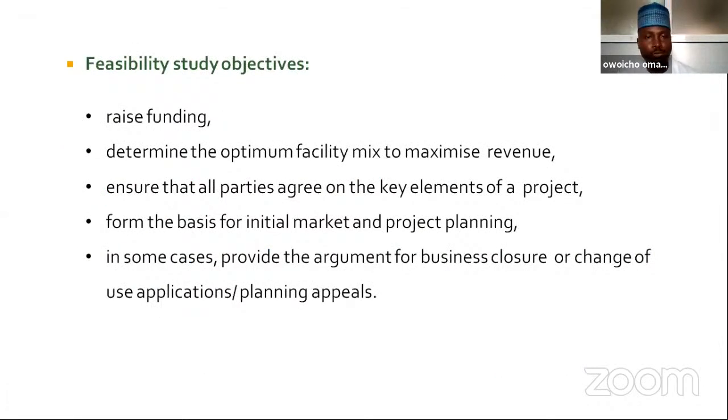I said topic two is what? Objectives, shortcomings, and then importance of feasibility study. The first objective, without discussing it, you can all agree with me, is to raise money. One, to raise money. Okay. So the next one is, it will help you determine something. What can you determine? Optimum facility mix to maximize revenue.